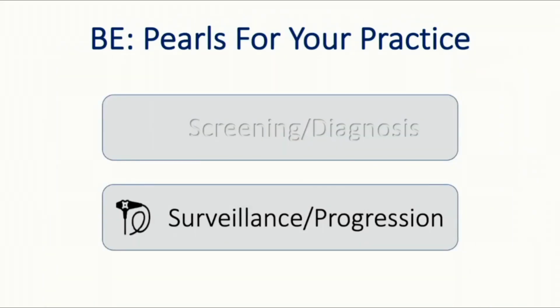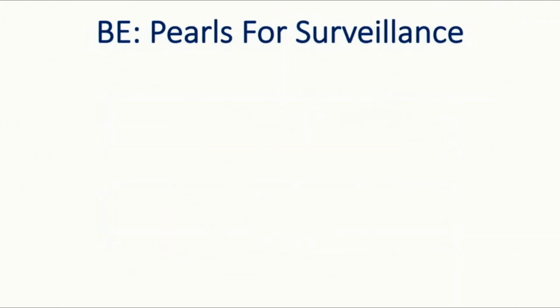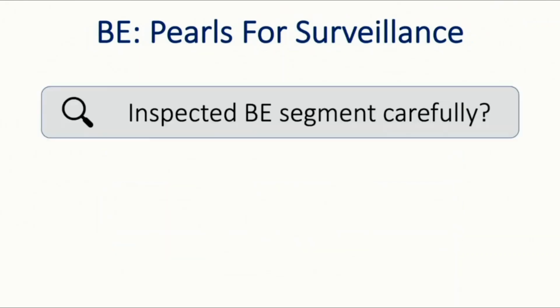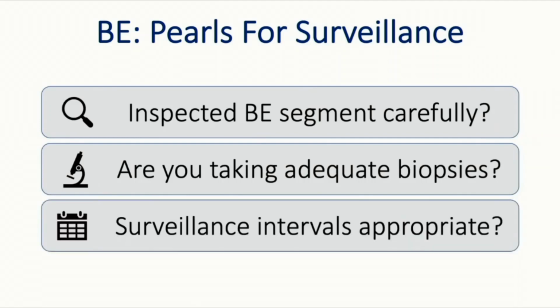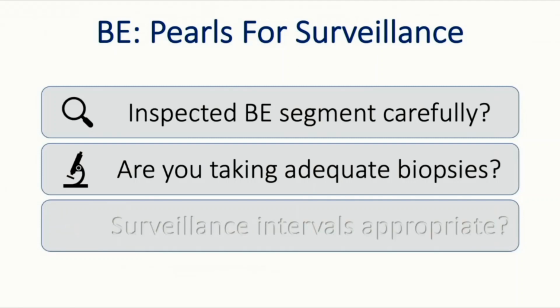So now at least we have the diagnosis of Barrett's esophagus and screening out of the way. Let's look at surveillance programs and how you can enhance the diagnosis of neoplasia and cancer in your patient population. Some key steps. Have you inspected the segment carefully? Are you taking adequate biopsies? Are your surveillance intervals appropriate? So these are very important to improve your protocol of surveying patients with Barrett's esophagus.